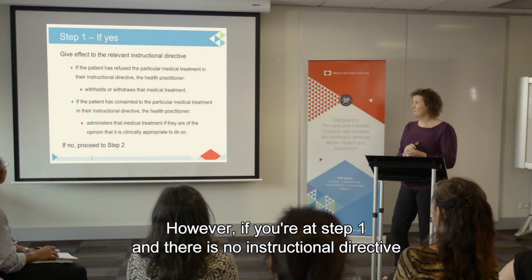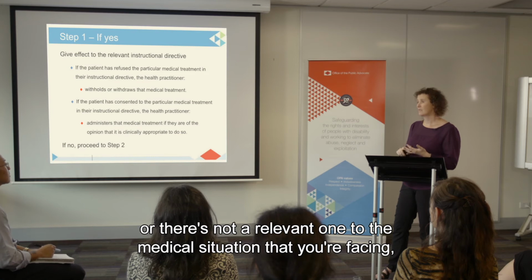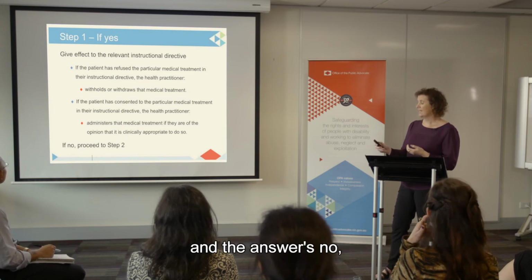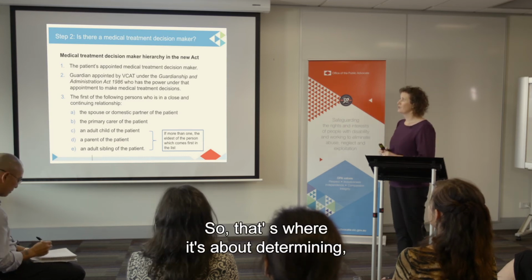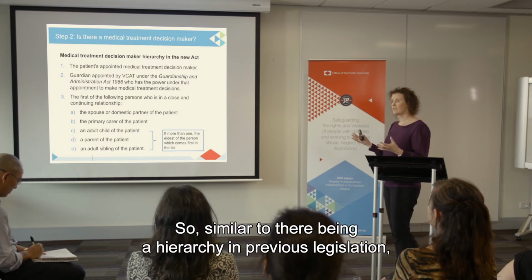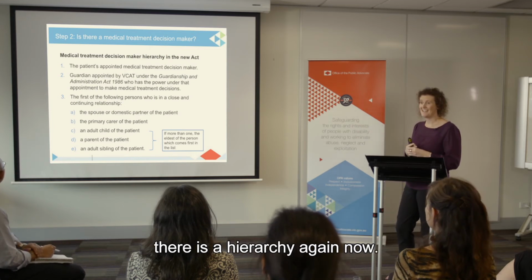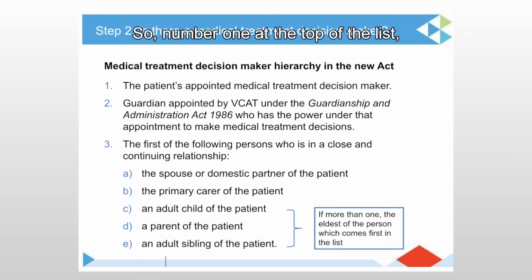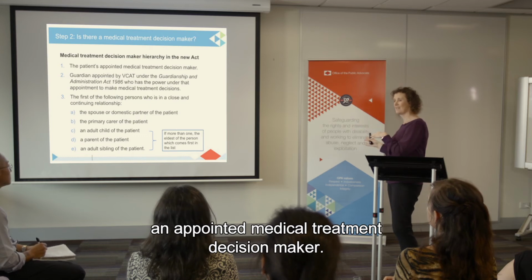However, if you're at step 1 and there is no instructional directive, or there's not a relevant one to the medical situation that you're facing, and the answer is no, you need to go to step 2. So that's where it's about determining, is there a medical treatment decision maker? So similar to there being a hierarchy in previous legislation, there is a hierarchy again now. So the number 1 at the top of the list is if the patient has appointed a medical treatment decision maker. So from the 12th of March, that would be an appointed medical treatment decision maker.